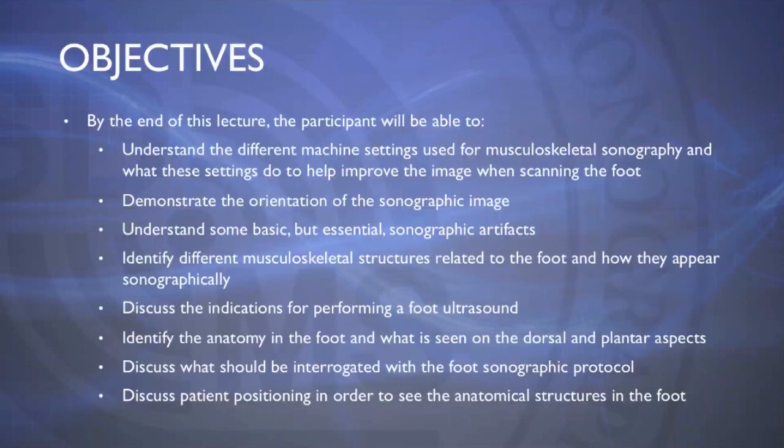By the end of this lecture, you should be able to understand the different machine settings used for musculoskeletal sonography and what these settings do to help improve the image when scanning the foot. You should also be able to demonstrate the orientation of the sonographic image, understand some basic but essential sonographic artifacts, and then identify different musculoskeletal structures related to the foot and how they appear sonographically.